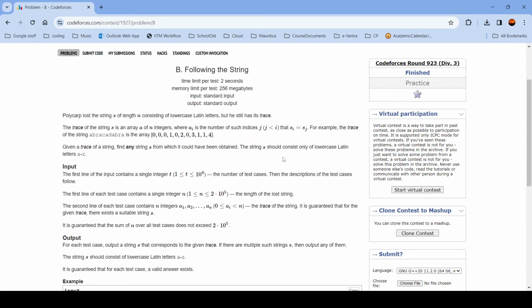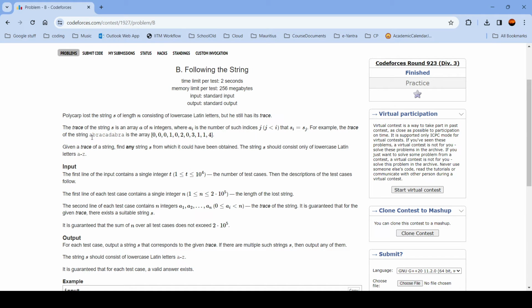Okay, now for problem B. This is the question. We have a string of length n consisting of only the lowercase Latin letters A to Z, and we are given its trace. So the trace is basically an array of n integers, where n is the length of the string, such that A of I is the number of indices j smaller than I, such that Si equals Sj.